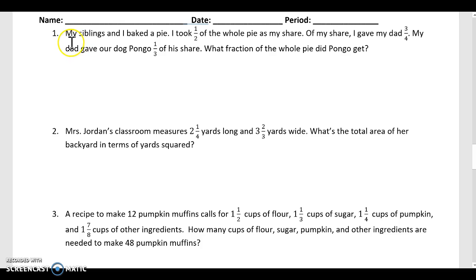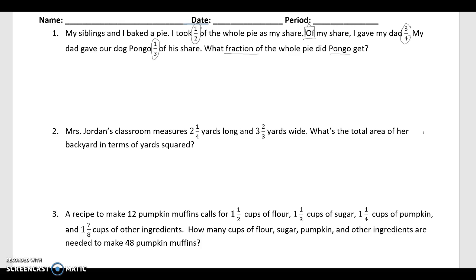All right. So number 1 says, my siblings and I baked a cake. I took half of the whole pie as my share. Of my share, I gave my dad 3/4. Then my dad gave our dog Pongo 1/3 of his share. What fraction of the whole pie did Pongo get?